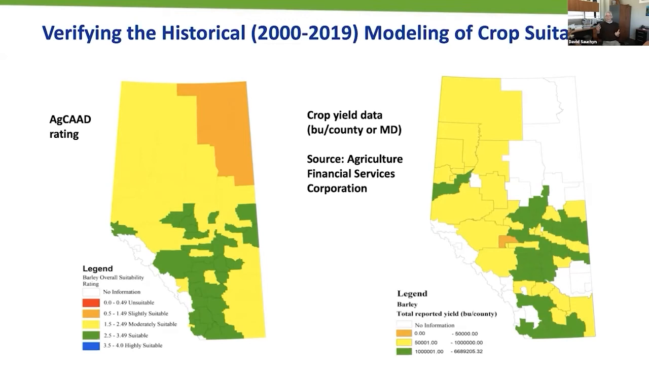On the right is the actual crop yields. And if you look just visually, there's a reasonable match between what the model is saying about suitability for producing barley and where it's actually produced. Of course, I'm showing you the best results. If we were to look at wheat, canola, and so on, it's not nearly as good.